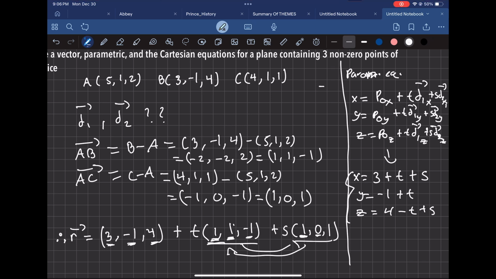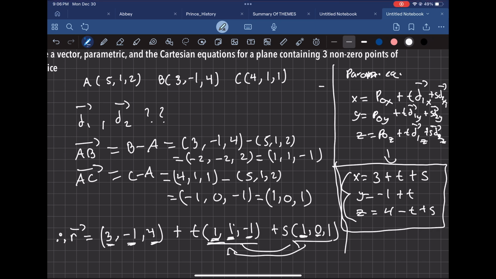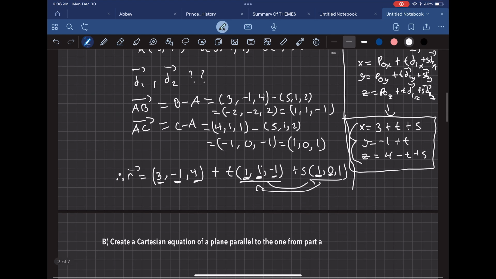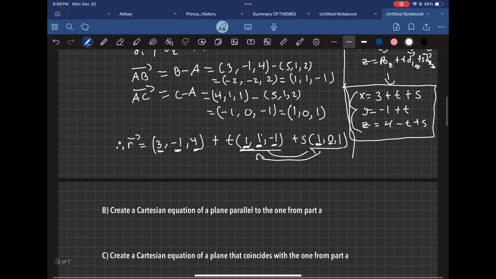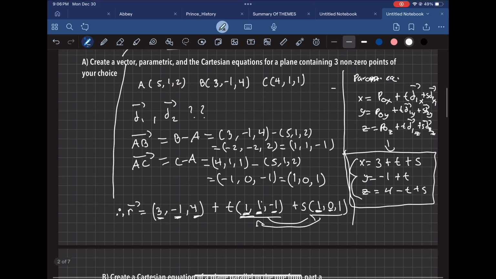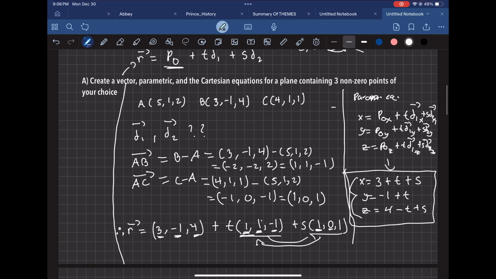So this would be the completed parametric equation right here. And then lastly, we'd have to make the Cartesian equation for this. Running out of space, I'm just going to write it over here. So the Cartesian equation.